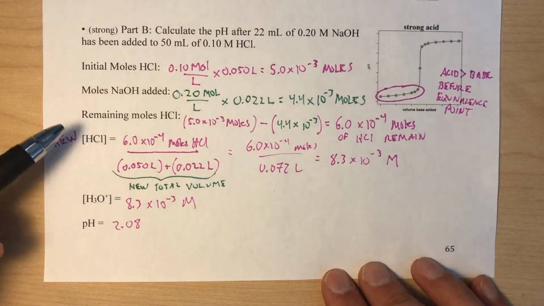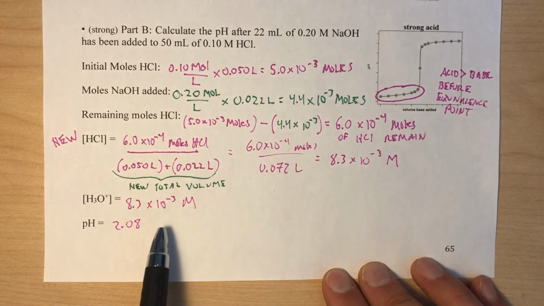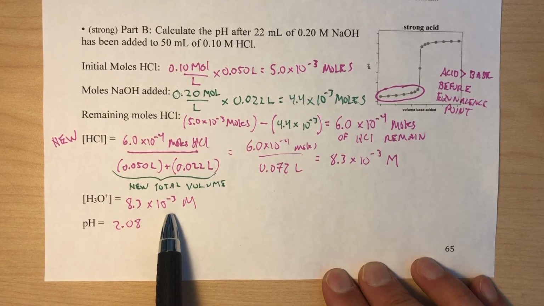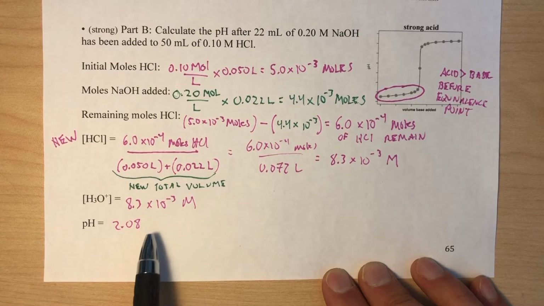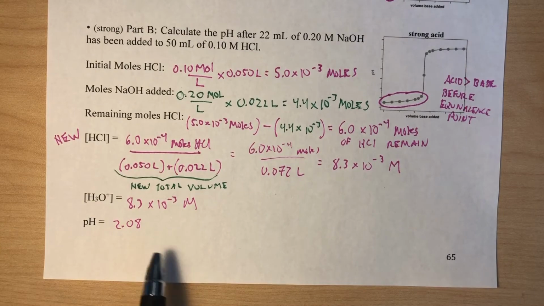So we have a HCl concentration that's 8.3 times 10 to the negative third molar, which gives us a hydronium concentration of 8.3 times 10 to the negative third molar. We take our negative log of that value, and we get a pH of 2.08.